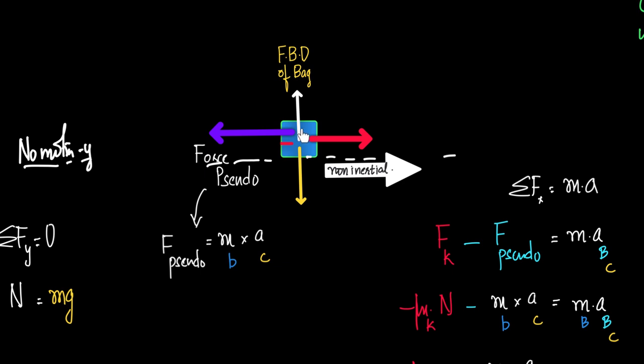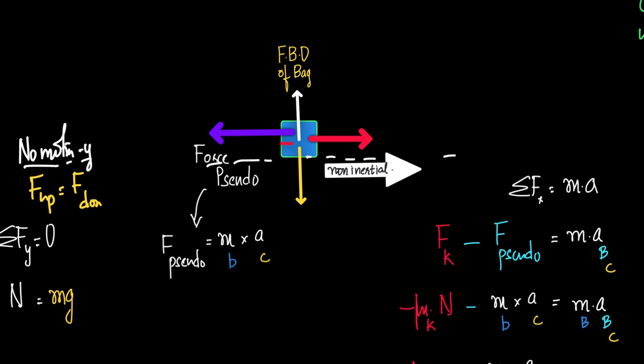Since it is not moving upwards or downwards, we can say that there is no motion along the y-axis, and therefore sigma Fy will be equal to 0. What does sigma Fy equal to 0 imply? It implies that forces acting upwards should be equal to forces acting downwards. Forces acting upwards is N. Forces acting downwards is mg, so N is equal to mg.